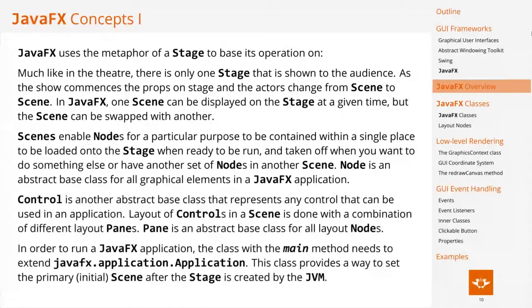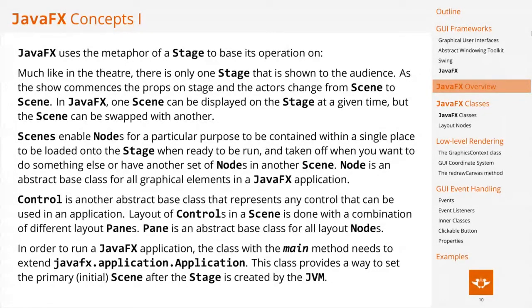They would bring on props of trees or whatever, do a play, do a scene, and then take those things off, bring new things on, and play out a different scene. And that's essentially what JavaFX tries to do. You have a stage, everything happens on that stage, and you just swap scenes out in that specific stage.